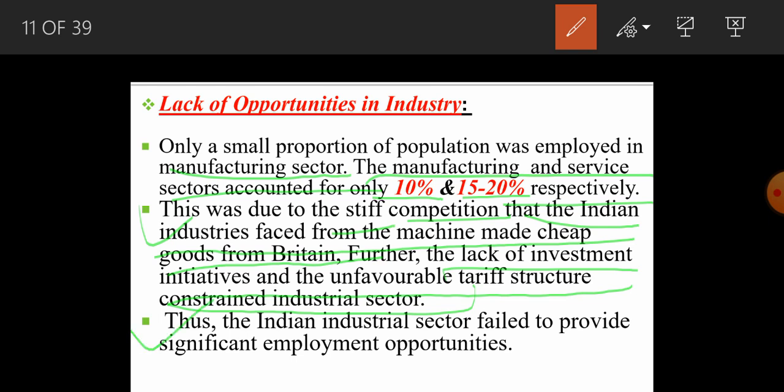The last point over here is, thus the Indian industrial sector failed to provide significant employment opportunities, and that was the only reason that later on the employment generation we were talking about in the Indian economy before colonial rule, that there were a lot of opportunities that people were getting in terms of the occupational structure. But after colonial rule, the employment generation stopped. Now people were not able to get employment. Right, there was a significant change in the employment generation.